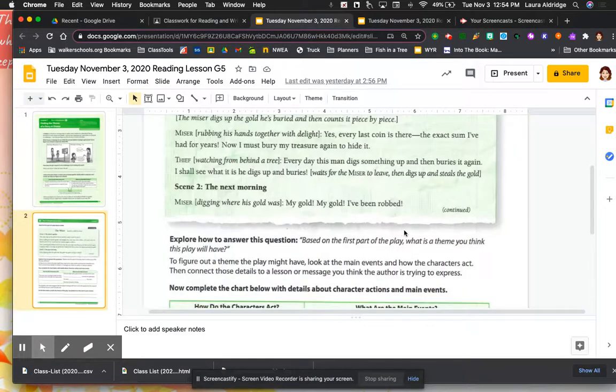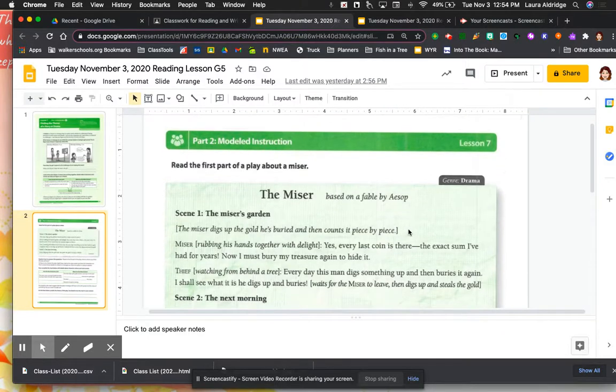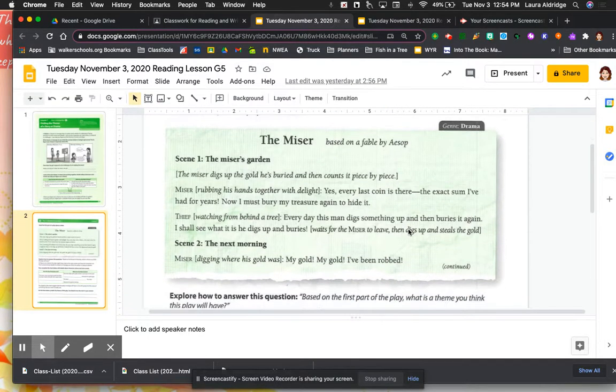Let's take a look at slide number 2, because slide number 2 has the first part of the play about a miser. This is based on a fable by Aesop. Aesop is well known for writing fables. Fables are specific little stories that always teach a lesson about life. And in this story, we're actually reading a drama. So today we're practicing looking at a drama. So we have scene 1, and we're in the miser's garden. So we automatically know what our setting is. We're in a garden. And in the very next line, with italics and the parentheses, we see the stage direction. So it's kind of telling us what's going on in the play.